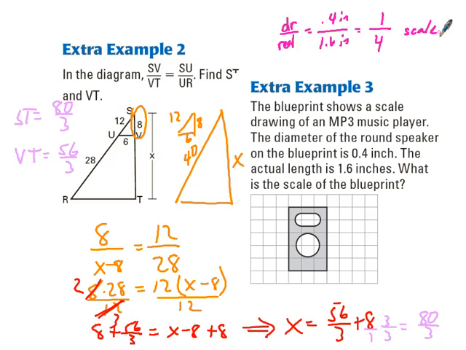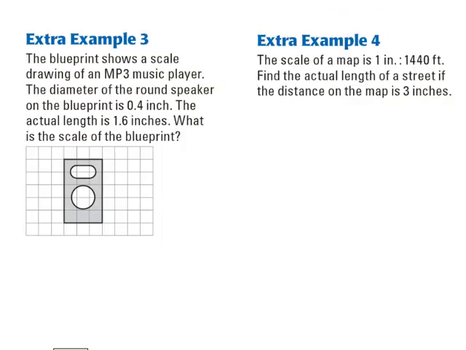Moving on to the next problem here. Let's go ahead and see what the example is. On the scale of a map, 1 inch is equal to 14,400 feet. Find the actual length of a street if the distance on the map is 3 inches. So we have map to real life. We have 1 inch to 14,400 feet, and we're going to look for, if we have 3 inches on the map, what is it in real life.